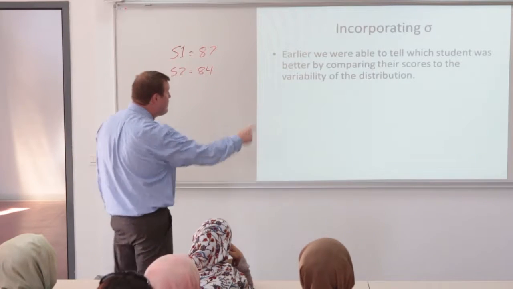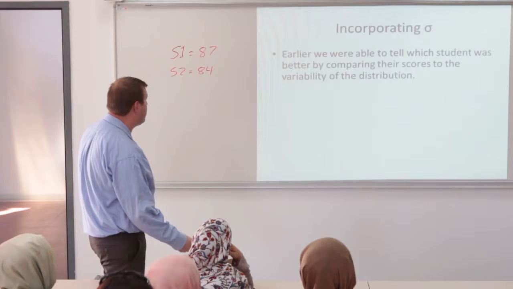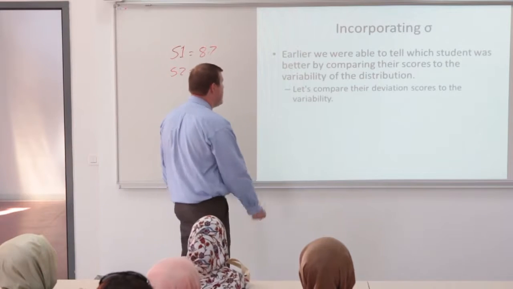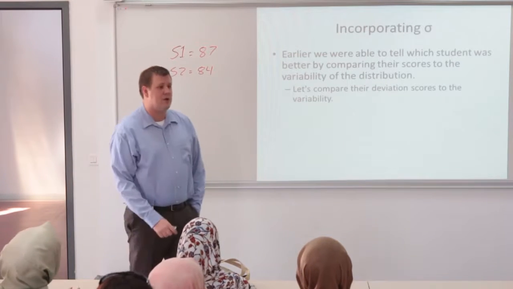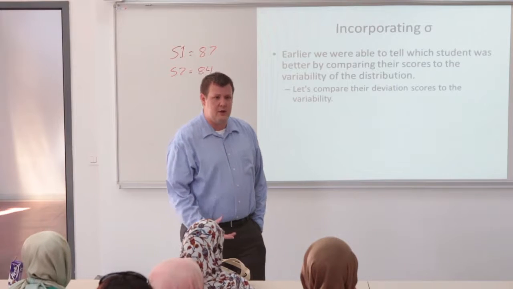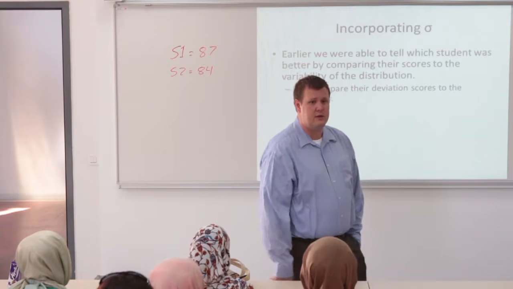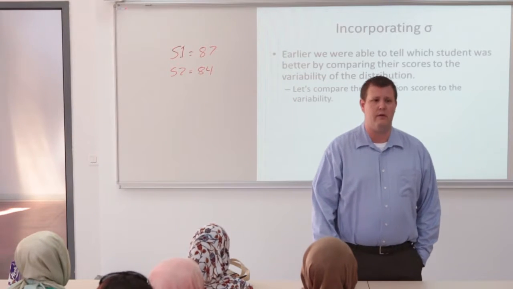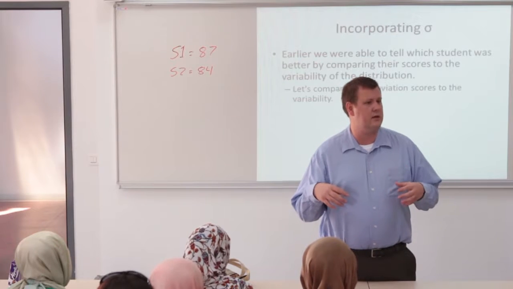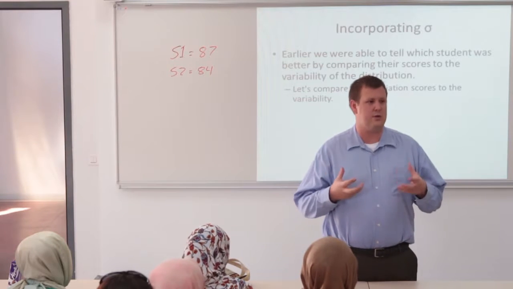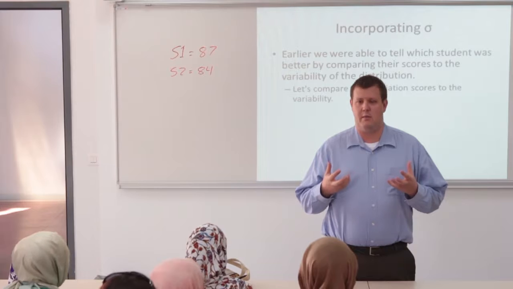Okay, so earlier we were able to tell which student was better by comparing their scores to the variability of the distribution, right? So let's compare their deviation scores to the variability. So how do we do this with standard deviation? We have the deviation score, right? That's just the score minus the mean. How can we account for the variability?